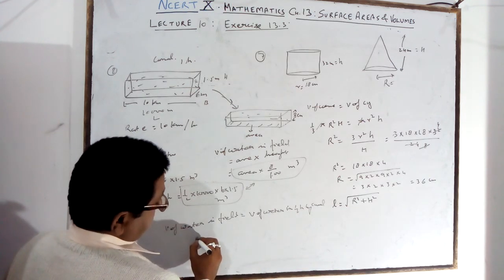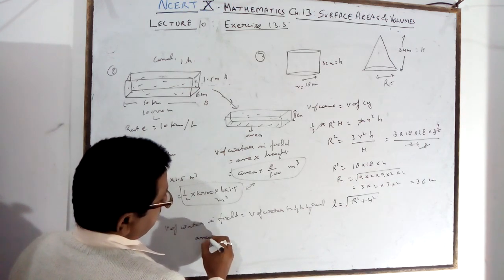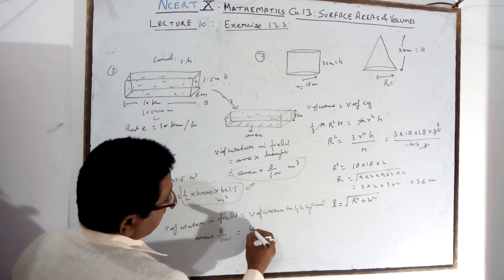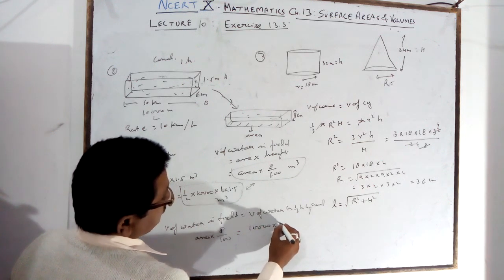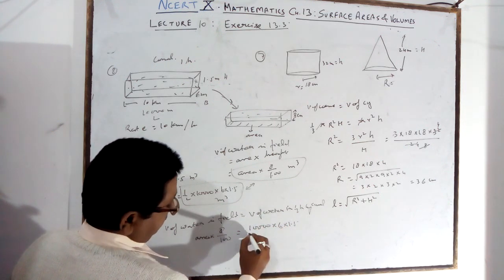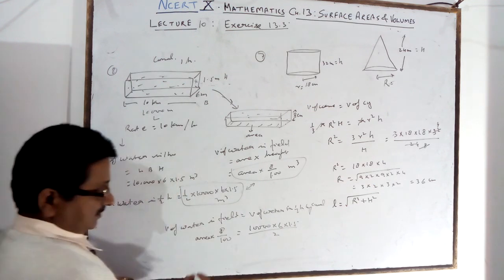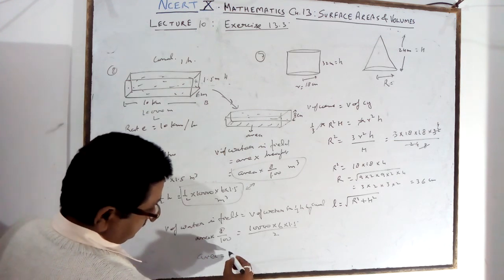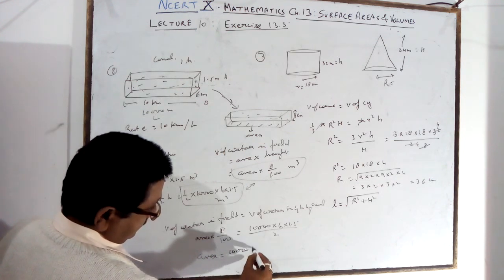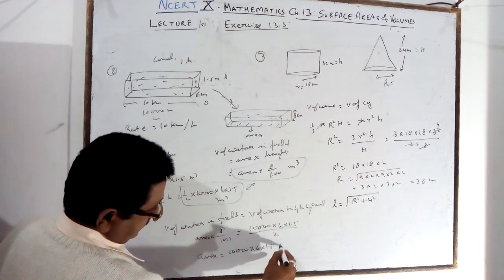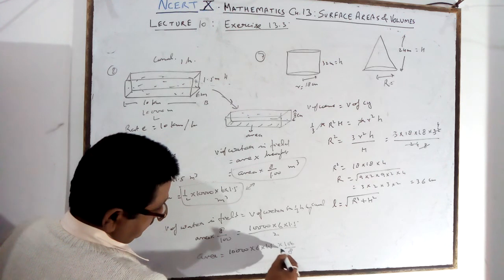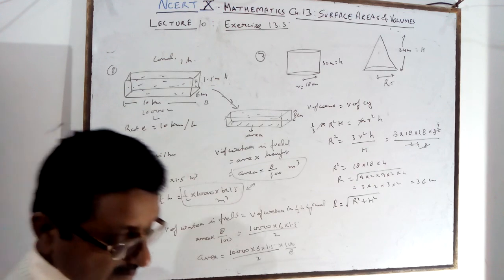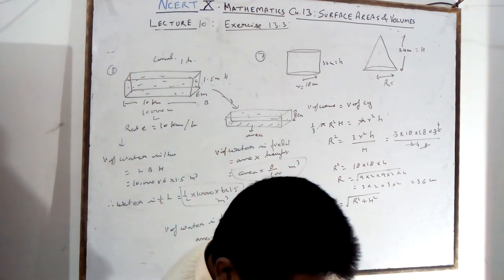So that is area of the field into 8 upon 100 is equal to 10,000 into 6 into 1.5 divided by 2. So area is equal to, you can calculate. This you solve, you will get your answer. Very simple way.